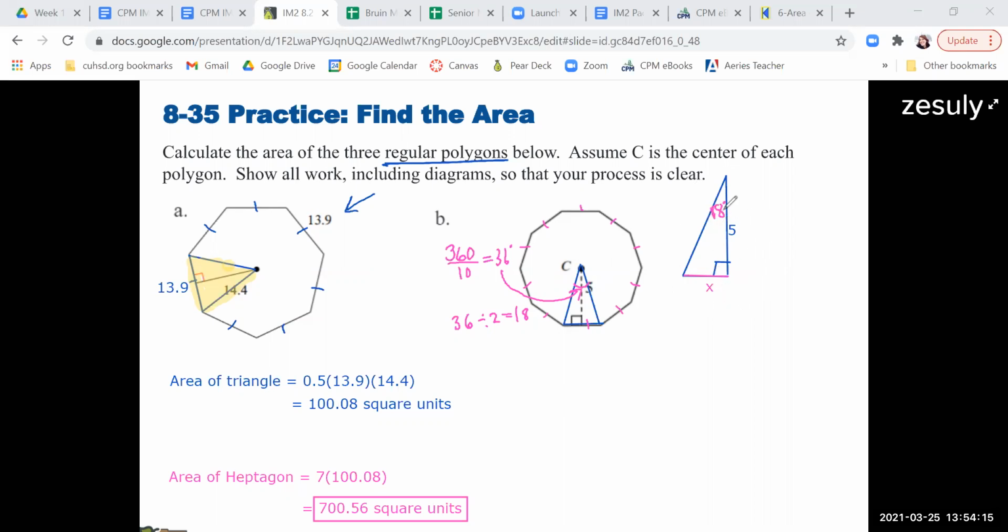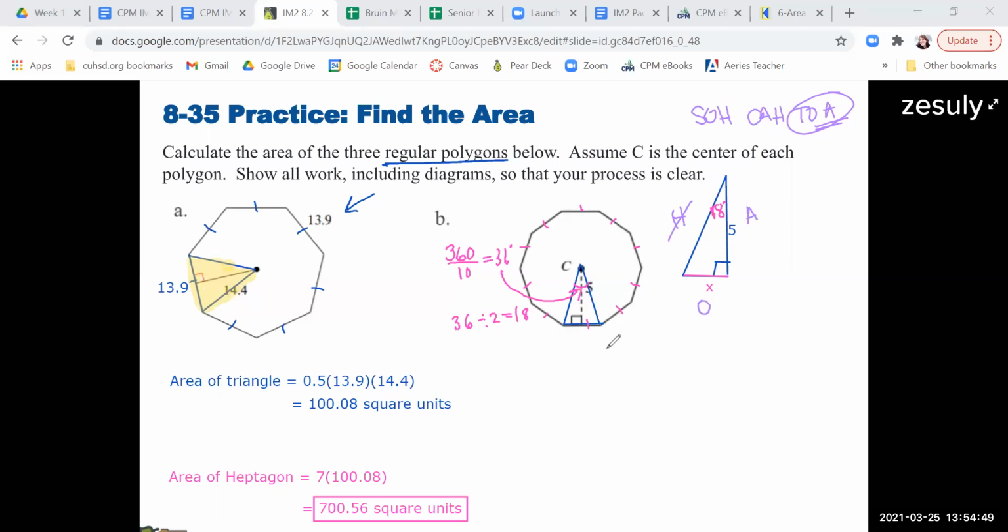Now we have enough information to find the length of X using trigonometry. So I'm going to use some trig. In relation to our 18-degree theta, this is hypotenuse, this is adjacent, and this is opposite. And once again, I'm not using hypotenuse, so we're talking in SOHCAHTOA. We're going with tangent because tangent relates the opposite to the adjacent.